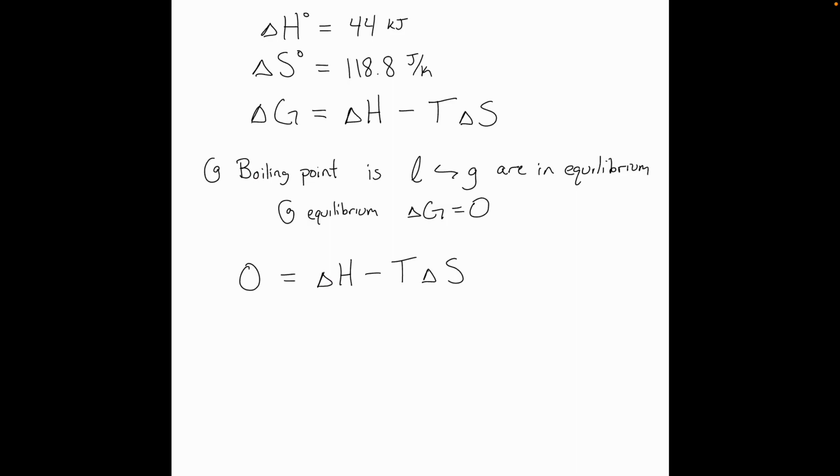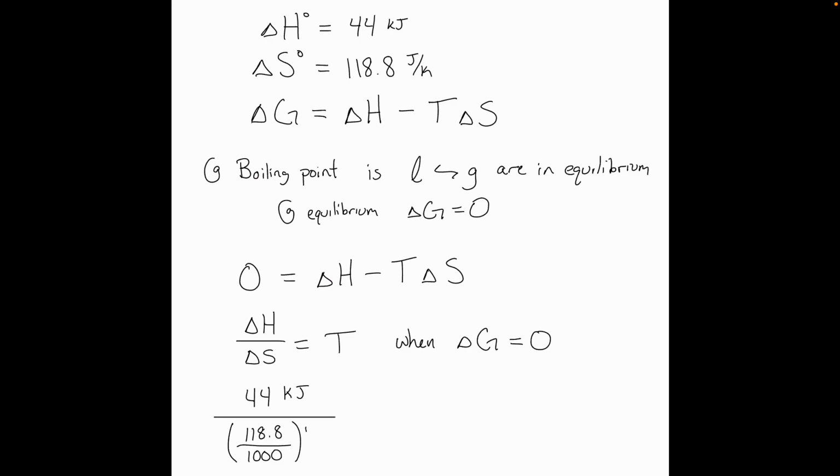All right, so what you should get is that delta H over delta S equals temperature when delta G equals zero, which is, again, at equilibrium at our boiling point here. So then we can plug in our values to determine the boiling point of this substance. Again, we just have to keep in mind the difference with our units, right? Delta H is in kilojoules, so I'm going to take that delta S value and divide it by 1,000 in order to square that away. Now my units are in kilojoules per Kelvin.